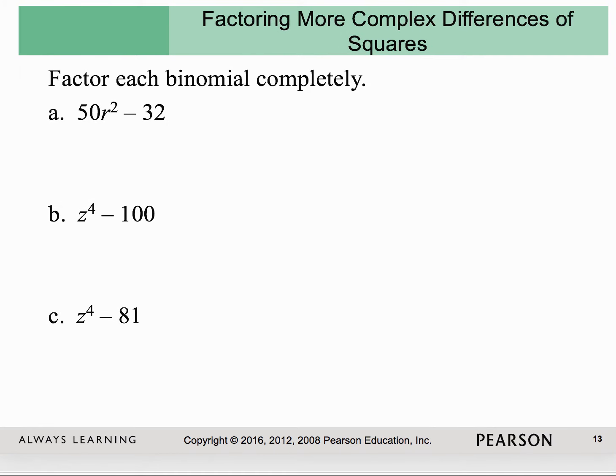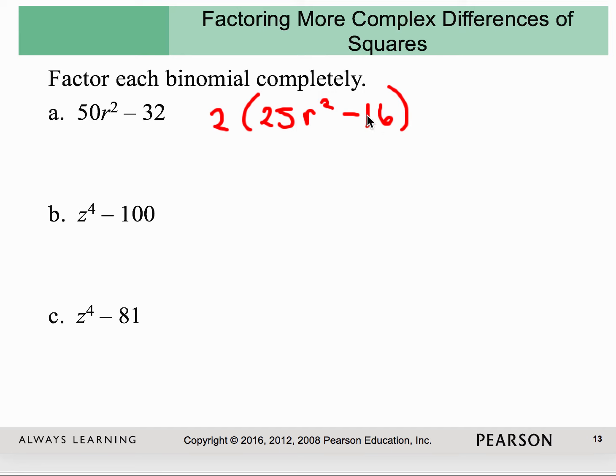All right. Now be careful. This isn't a perfect square, but it doesn't mean it's prime. There's a common factor. These are at least both even. So I can factor out a 2, and then that leaves 25 r squared minus 16.